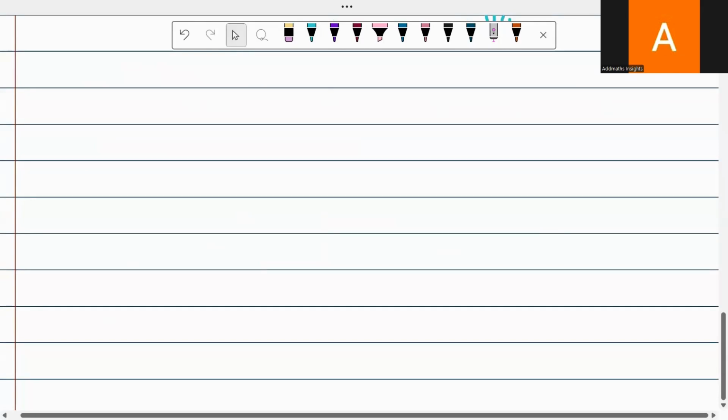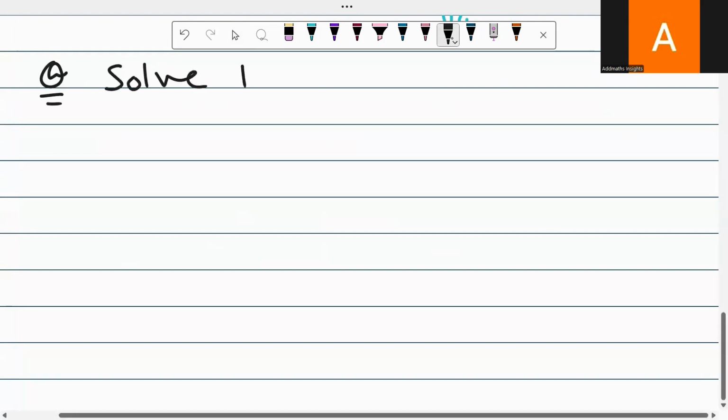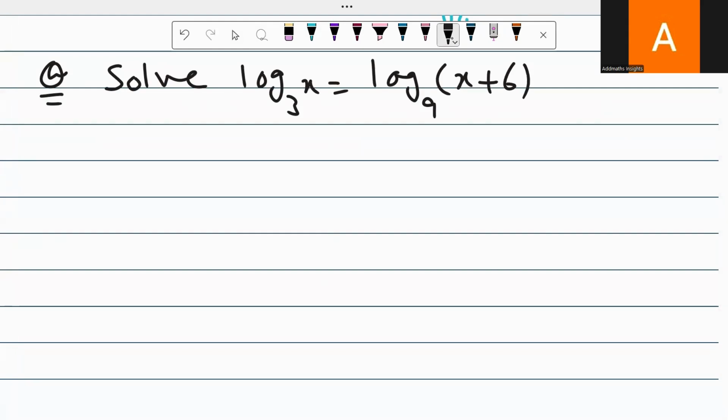For example, you are given a question, solve log 3x is equal to log 9 x plus 6. So you need to make the bases the same. Otherwise, you cannot apply laws of addition or multiplication or division here. So how can you make the bases the same?